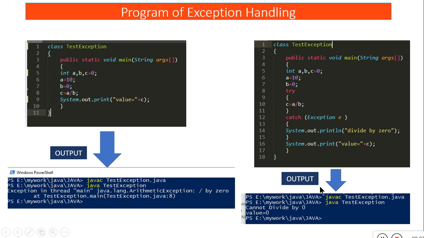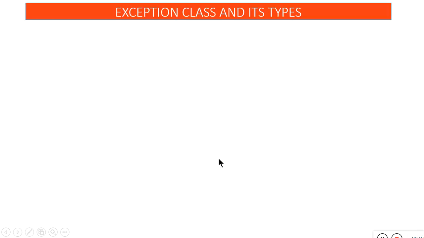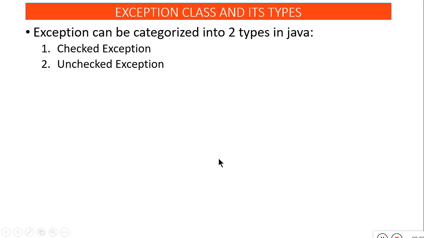Okay, so let's move on now. Various exception classes and types. Now just like arithmetic exception, array index out of bound exception, there are many types of exceptions which are generally categorized into checked and unchecked exceptions. Okay, so let's study about checked exceptions.